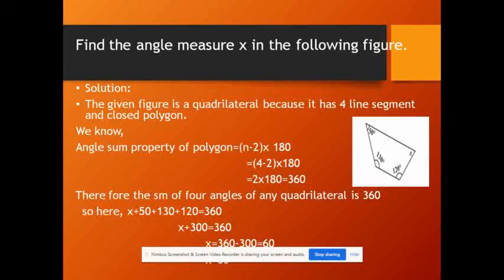Then here x plus 50 plus 130 plus 120 equals 360 degrees. When we add 50 plus 130 plus 120 we get 300. So x plus 300 is equal to 360 degrees. x is equal to 360 minus 300. So the value of x is 60 degrees.